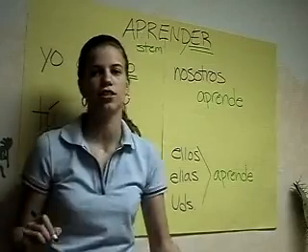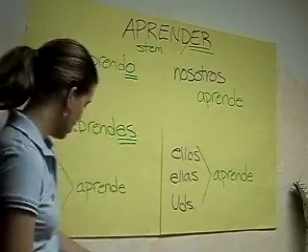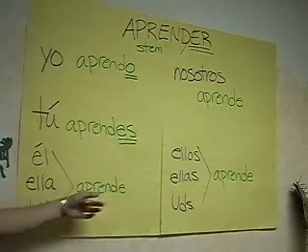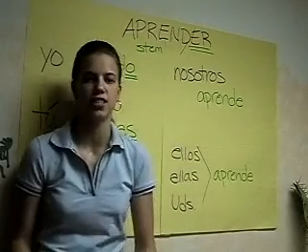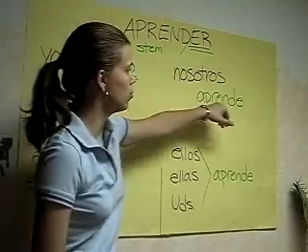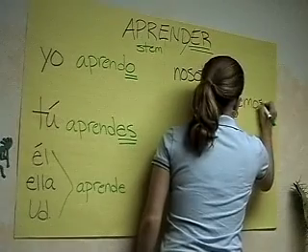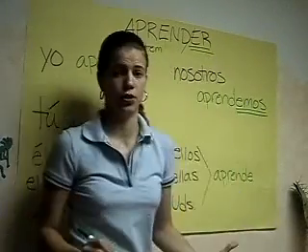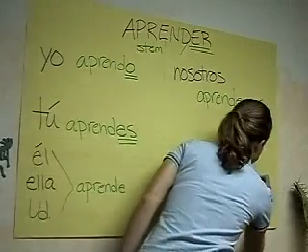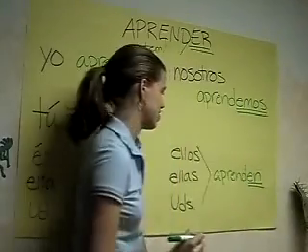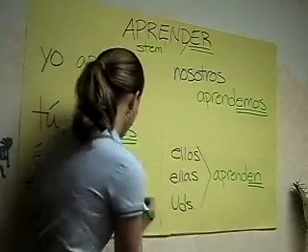So for tú, you add simply an S. Tú aprendes, you learn. For the él, ella, usted form, we leave it as it is. Él aprende, ella aprende, usted aprende. He learns, she learns, you learn. Aprende stays exactly as it is. Nosotros, we have to add the long one, M-O-S. Aprendemos. We learn. And finally, ellos, ellas, ustedes, here we need an N. Ellos aprenden, ellas aprenden, ustedes aprenden. They learn, you all learn.